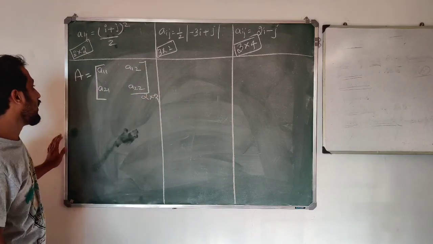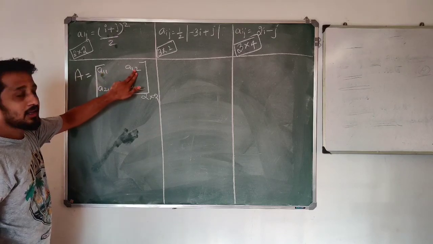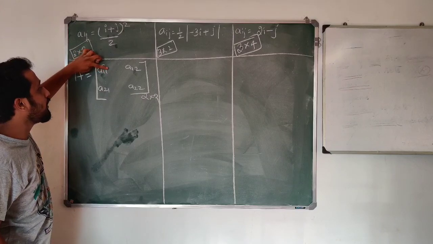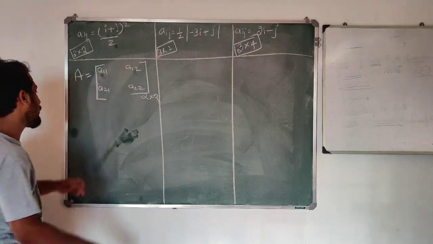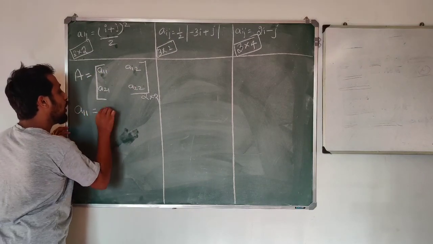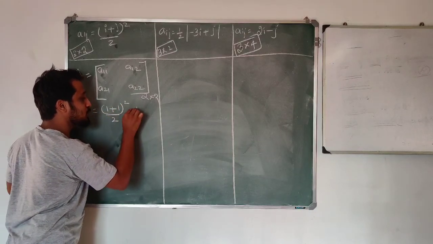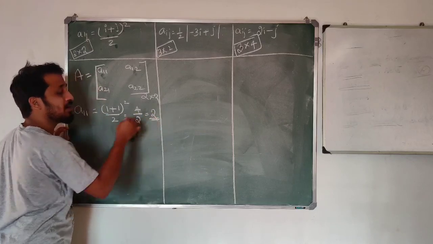Yes or no? No. You have to find out each element. Instead of substituting i and j, you have to substitute 1, 1, 1, 2, 2, 1, 2, 2. So the first element I am going to find out, A11, is equal to (1 plus 1) the whole square divided by 2. That is 2 square is 4. 4 by 2 is nothing but 2. That means the first element is 2.